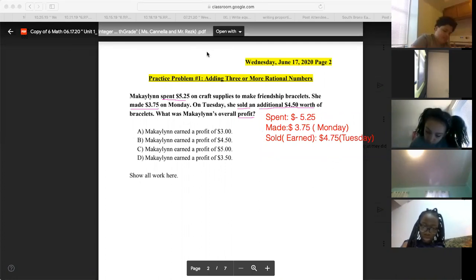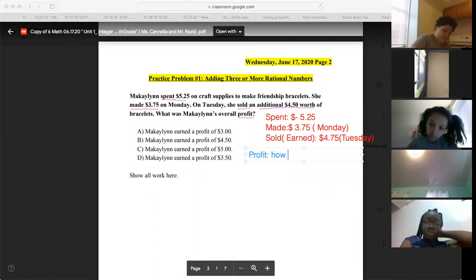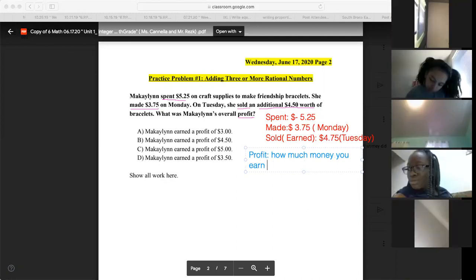Now, the next thing is we need to understand, what does the word profit mean? So a profit, Chris, do you have any ideas what a profit is? How much money you earn? Good, perfect. How much money you earn. Beautiful. So it's actually going to be a positive integer, correct? Because it's money in your pocket.